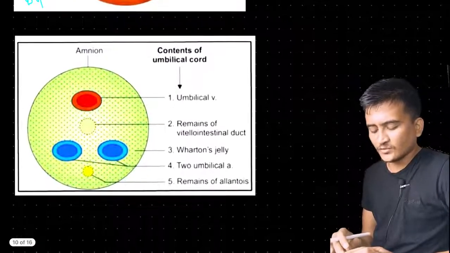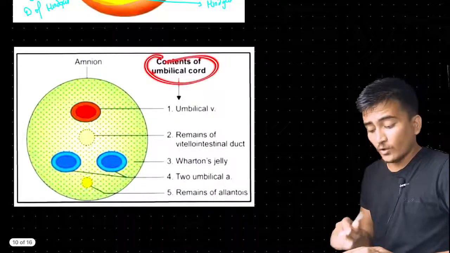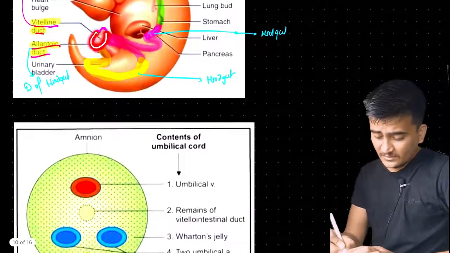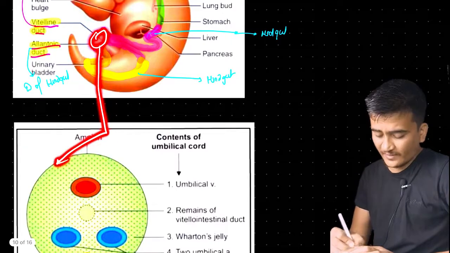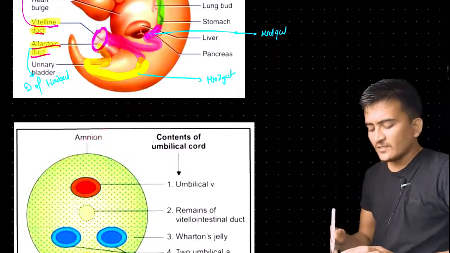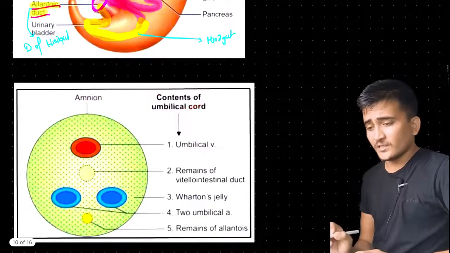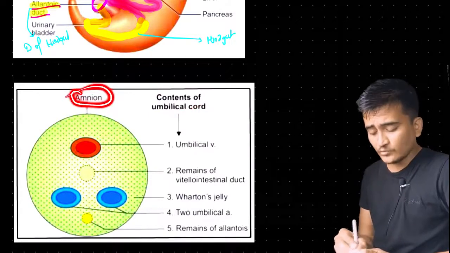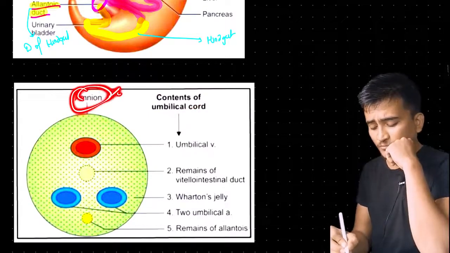Now, let us move toward another diagram. What is this? The content of the umbilical cord. This structure, we are just magnifying it here and viewing it, right? Talking about the content of the umbilical cord, what are the structures? You can see the outermost covering is the amnion.